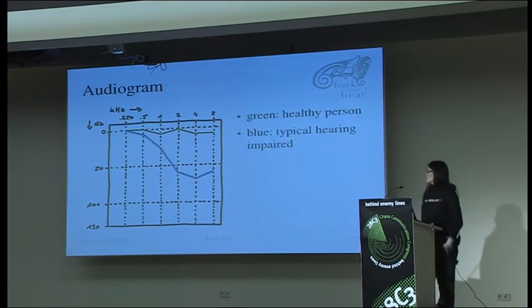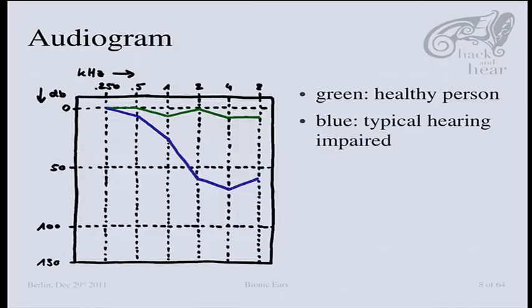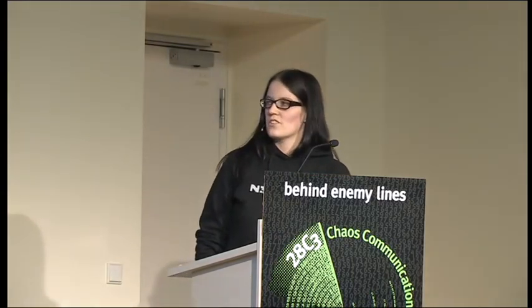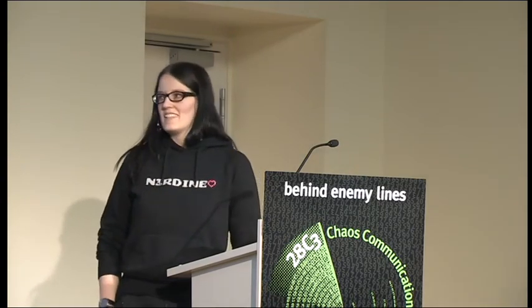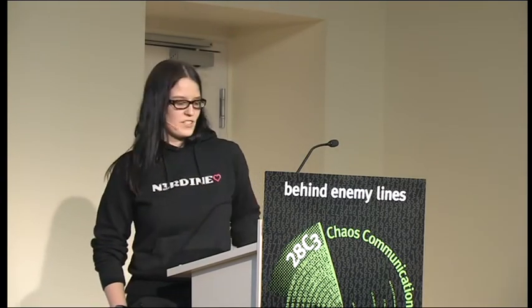So the blue curve is a typical curve of a hearing impaired person. What you can see here is that at the low frequencies, the hearing is quite well. That's very typical. The hearing starts to get worse in the high frequencies. And bear in mind that the decibel scale is actually logarithmic. So if you have a hearing loss of 60 decibel, it's 1 million times more than 10 decibel. So it's not linear.